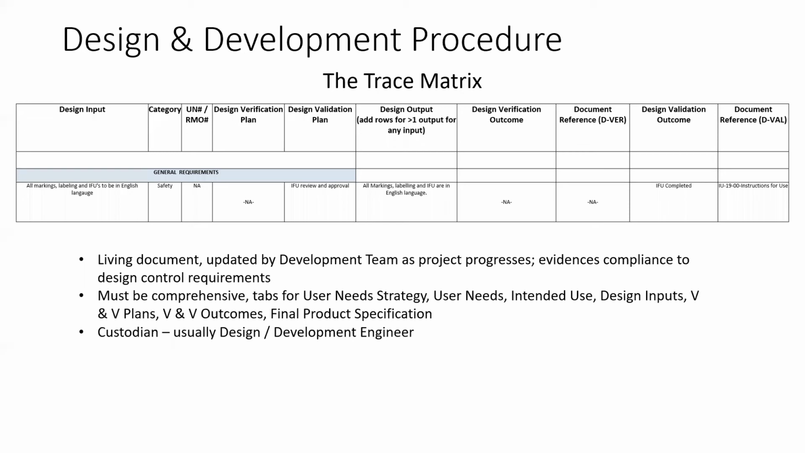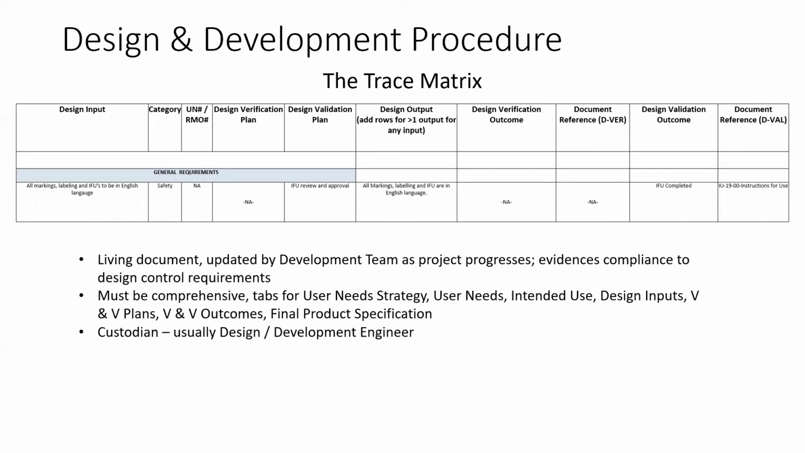So what you have is nothing but a simple Excel file. The first column is design input. Then you have a user need number or a risk management output number. So what does this mean? This is a numerical reference as to where this design input came from. If it came from a user need, then user need number 3 or user need number 5, whatever, that number comes here. If it came from a risk management output, then in the risk management file, every line of risk that is defined has a number, and that number comes in.